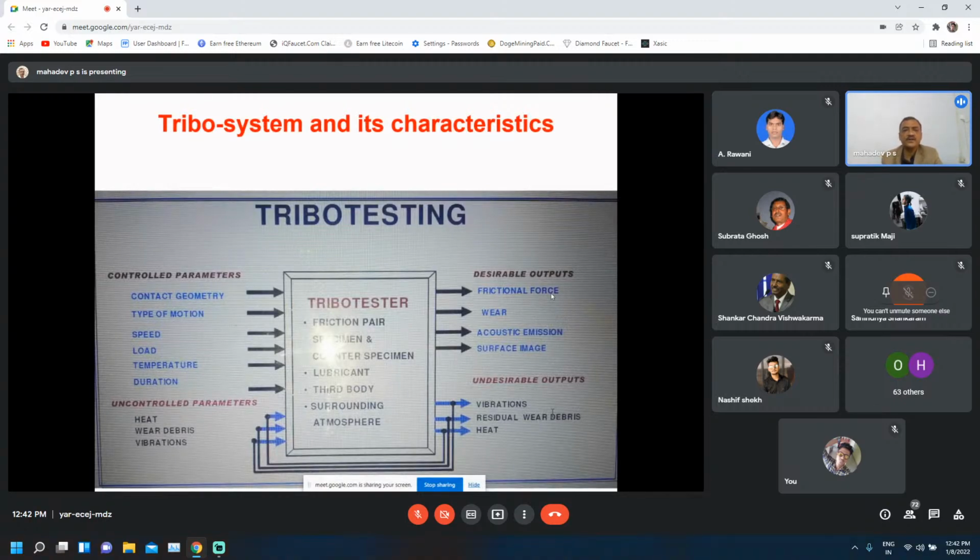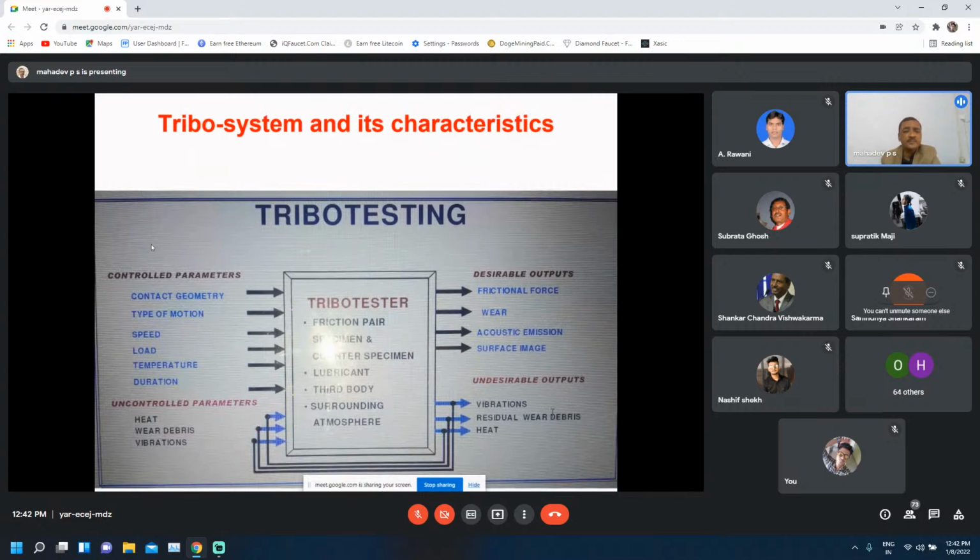So, the different parameters which can can be controlled. On the left hand side, I have shown the type of motion. As I told you, it may be sliding motion, rolling motion, or any other kind of motion. The speed we can control. We can apply different kinds of load on the machine. We can conduct the test at room temperature or a higher temperature. You can control the duration of the test: 1 minute, 10 minutes, half an hour, 1 hour. You can control all these parameters during tribo testing.